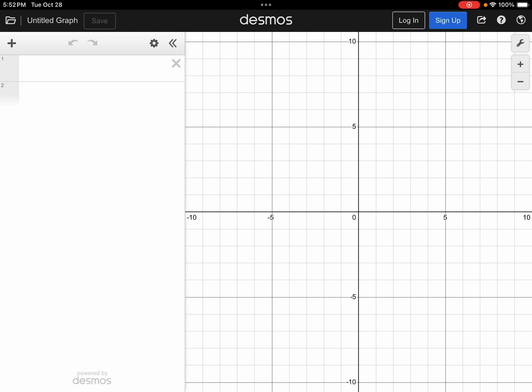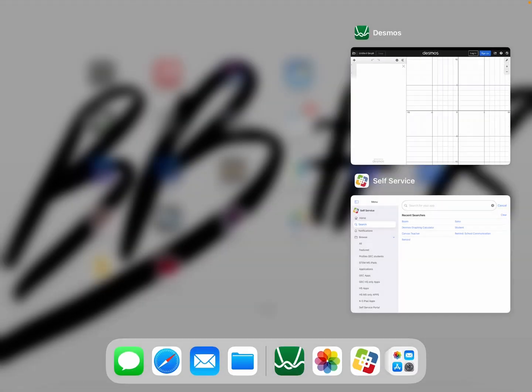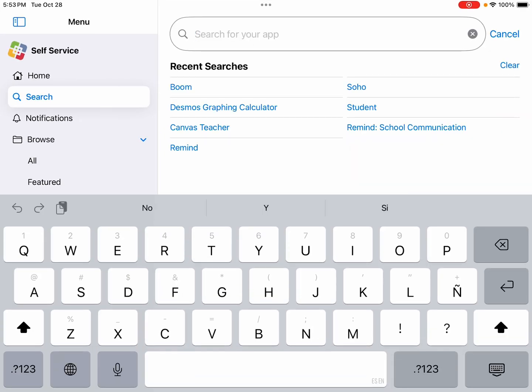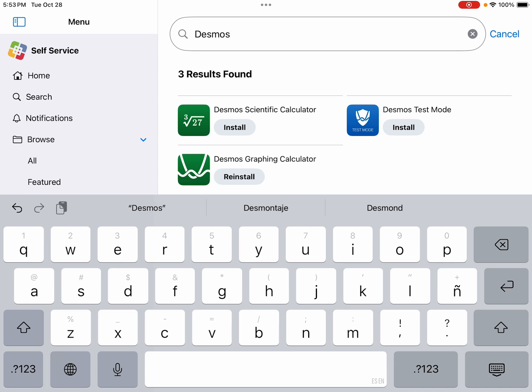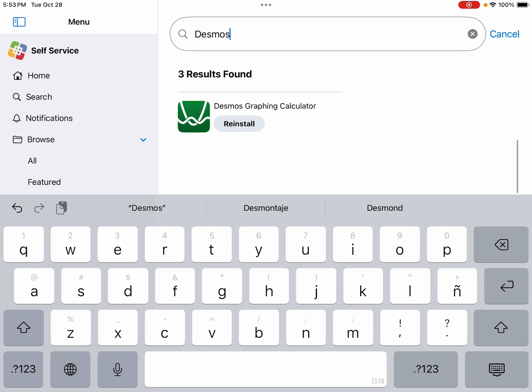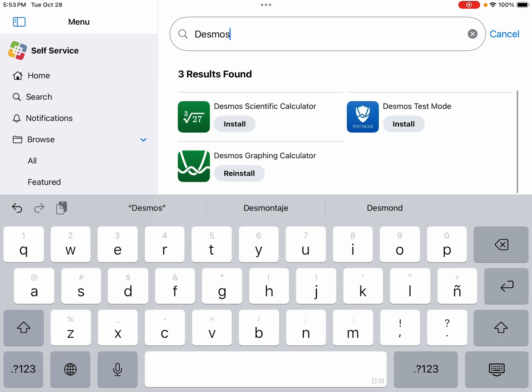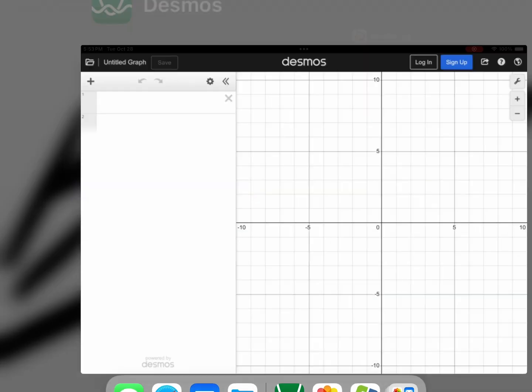If you do not already have Desmos downloaded to your iPad, you can go to self-service, and if you search for Desmos, you're going to see a couple things pop up. You're going to want this Desmos graphing calculator that's green that has the two little graphs right there. That is the Desmos calculator that I'm going to be using. You will also have this Desmos calculator available on part of your Math 1 EOC, so it will be helpful to go ahead and get acquainted with it.